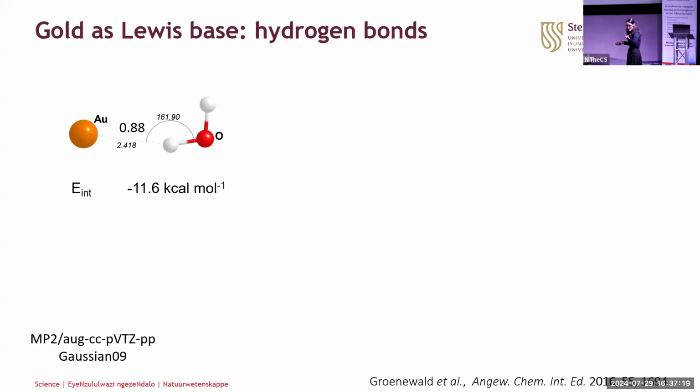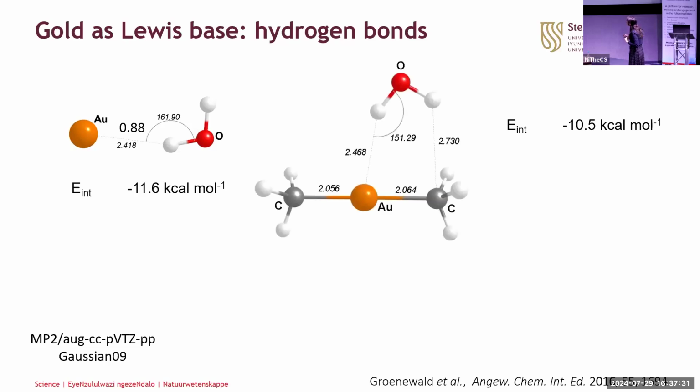So hydrogen bonds between water are typically around about 8 kilocalories per mole. Computational chemists are a little bit old-fashioned, I beg your pardon. And so this is quite a strong hydrogen bond.